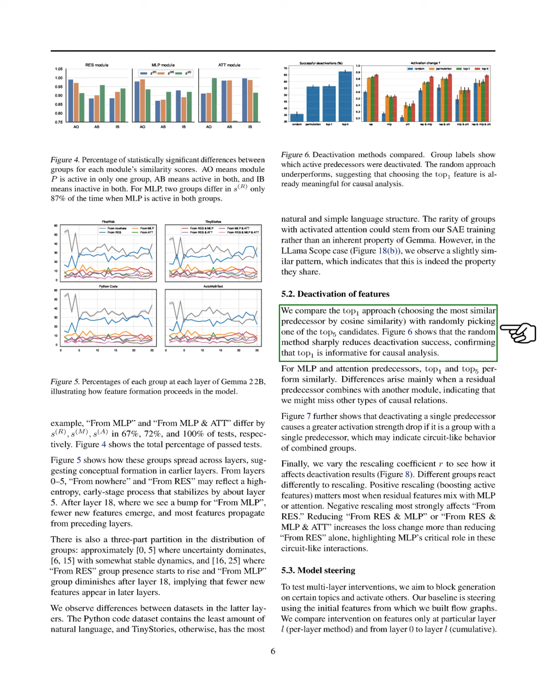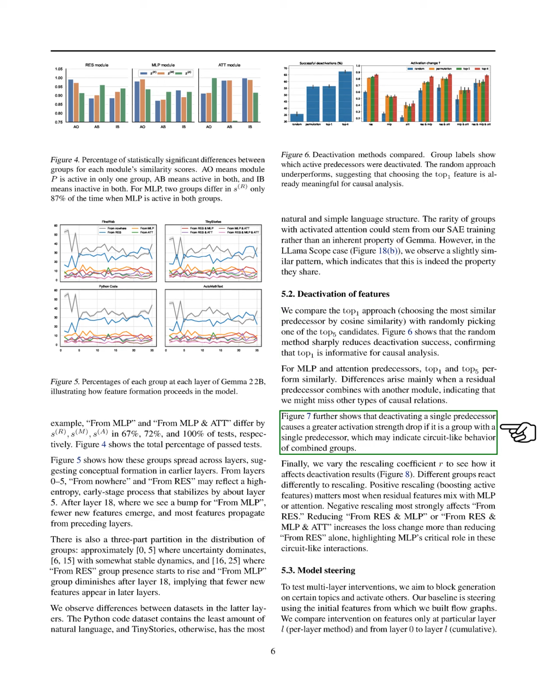When we deactivate features, we compare the method of selecting the most similar predecessor with randomly choosing from the top 5 candidates. Our findings reveal that the random selection significantly reduces the success of deactivation, confirming that the top choice is crucial for understanding causal relationships.